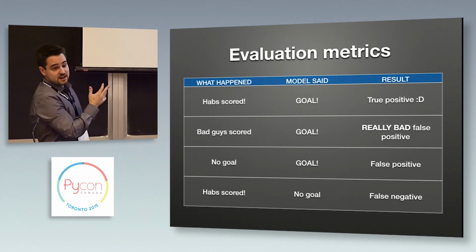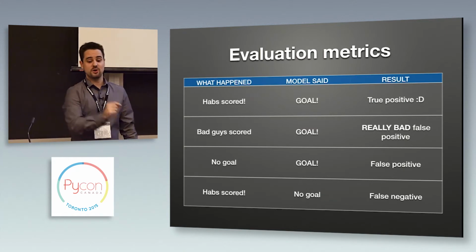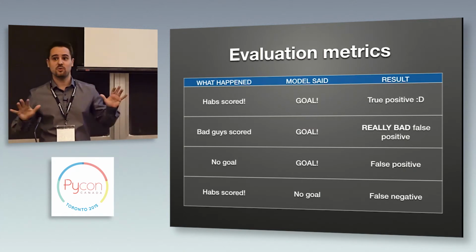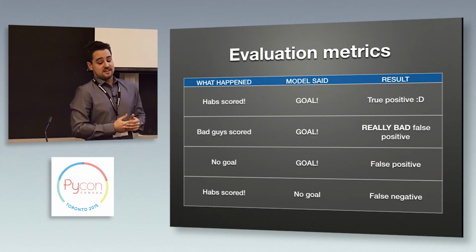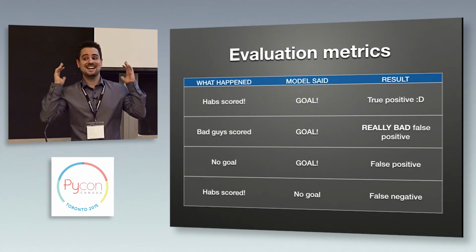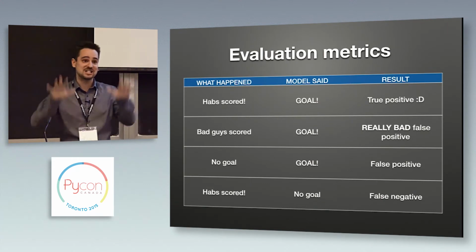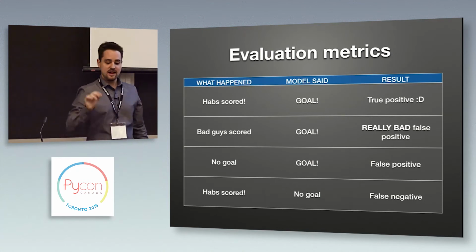The different things that are important to us: first of all, the Habs scored a goal and we got it. This is great. This is what we want, and it's fun. The second one is my example with the Leafs, right? The Leafs scored and the light show starts. This is the absolute worst that can happen. We need to keep that as low as we can at all costs.